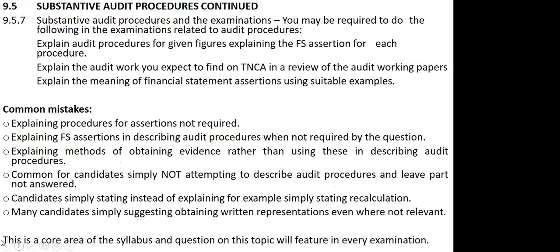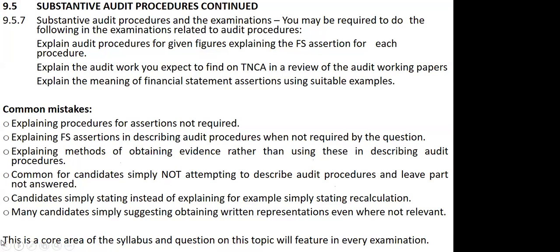Substantive audit procedures, and the examination will require you to do the following. Explain audit procedures for given figures as per the syllabus. Explain the audit work you expect to find on tangible non-current assets. Maybe you are now an audit manager or an audit senior and you are reviewing work that has been done. You are expected to know what to look out for. So you will be required to explain what you expect to find when you are reviewing the audit working papers, or indeed explain the meaning of financial statement assertions.